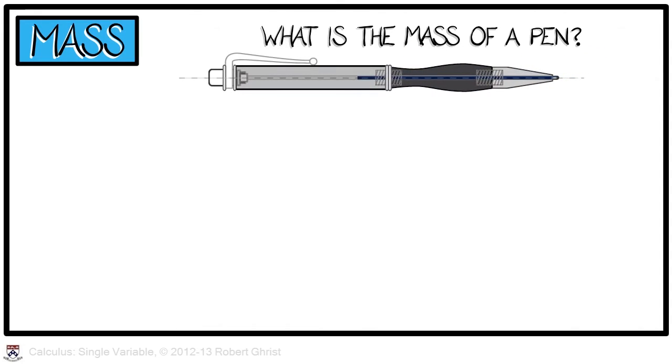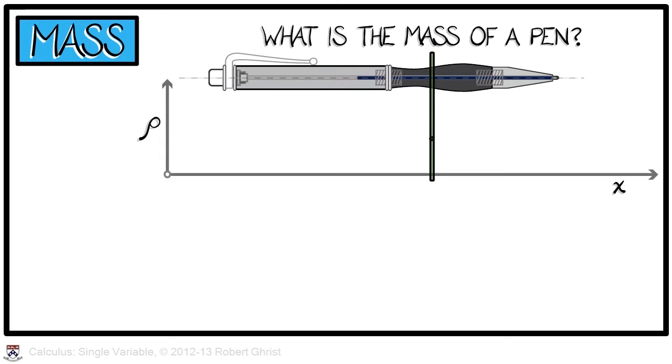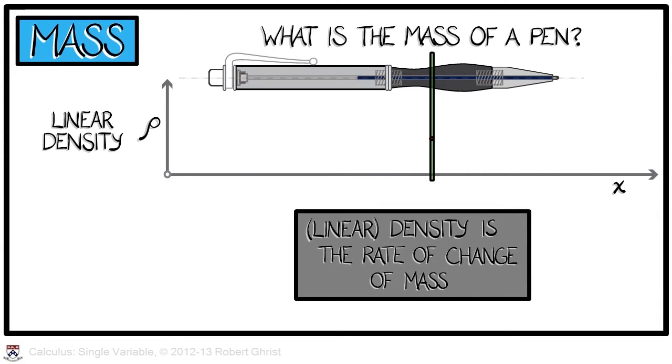Or, using calculus, we could set up a coordinate x along the pen and consider slicing it into thin pieces and compute the mass of each. This would give us what we might call the linear density, rho, of this object. The linear density is the rate of change of the mass as we change the coordinate.